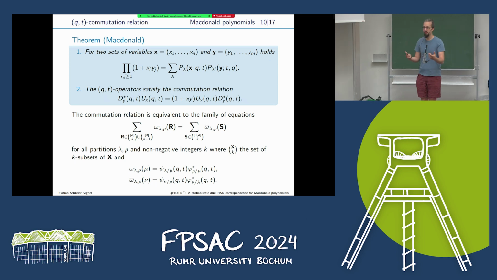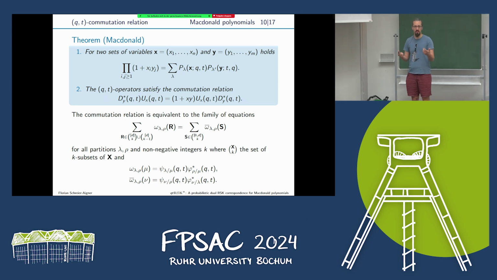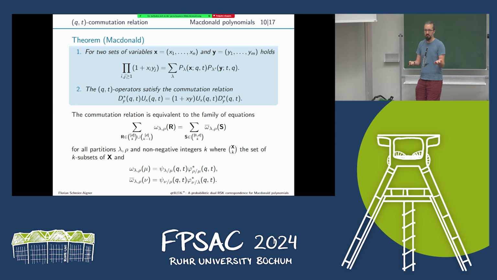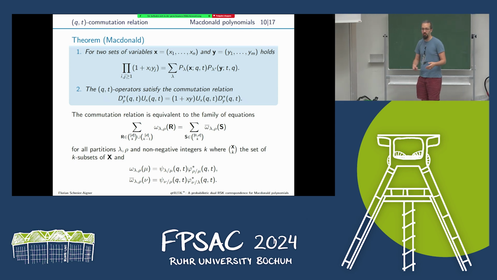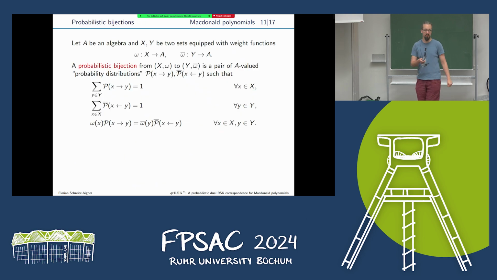It's very easy to see, if you do this and look at examples, that if you want to find a weight-preserving bijection, it's not possible. The weights are so different, this cannot work. So we could stop here, but as in the talk this morning, we don't stop. We look for an alternative, and the alternative in this case are probabilistic bijections.